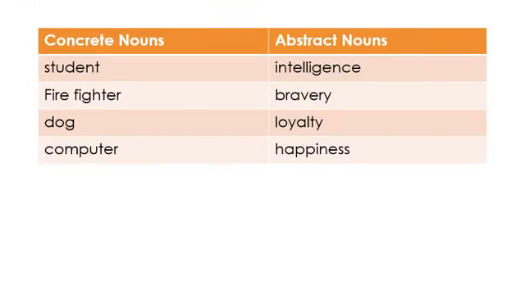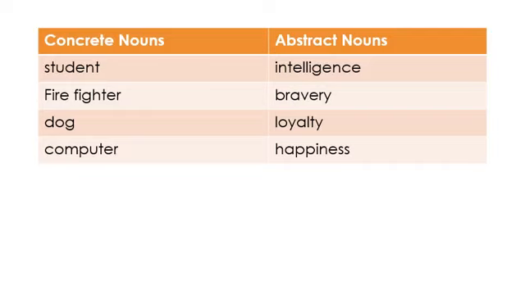Now look at the following concrete nouns and abstract nouns. Here is a trick for you. Look at the word student. Think about it. Can you see him? Yes. Can you touch him? Yes. So student is a concrete noun. On the other hand, look at the word intelligence. Intelligence exists, but you cannot see, smell, taste, touch, or hear intelligence. It escapes your five senses. That means it's an abstract noun.